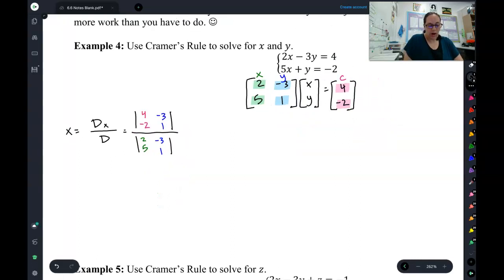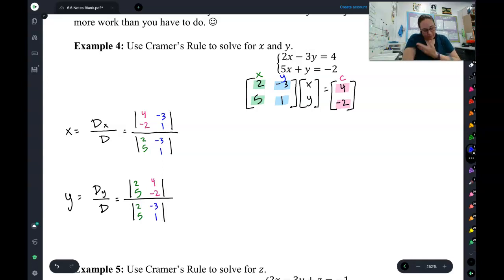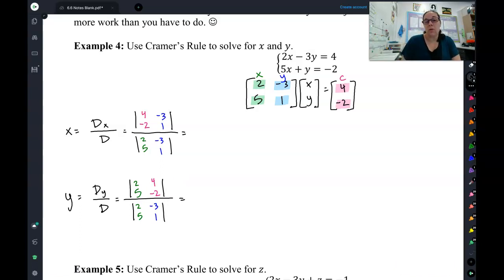So to calculate y, we do our special y determinant. Now I'm going to replace the y column with my constant matrix, leave the x column alone, and divide by the regular determinant of the coefficient matrix. So, all we need to do is calculate these different determinants, and that is actually solving our system of equations, getting our x and our y that solve both equations.